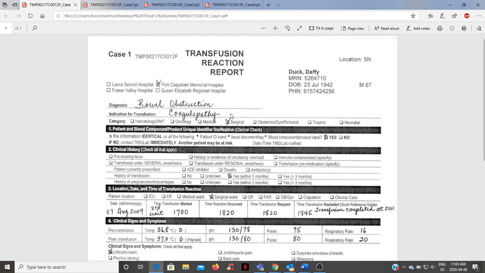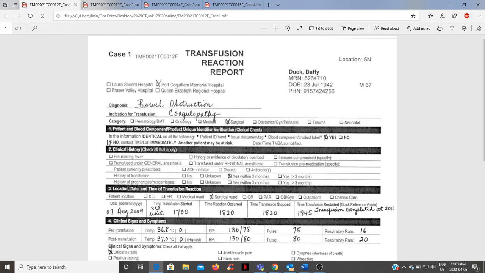So he's in a surgical ward. Yes, that's good. Number 1 here, patient and blood component verification. This is a clerical check that the ward is doing just to check if anything was missed. So is the information identical on all of the following? The patient ID band, the issue document and the tag, the blood component, and the product label. And they've answered us, yes, the information is identical. Excellent, that's good.